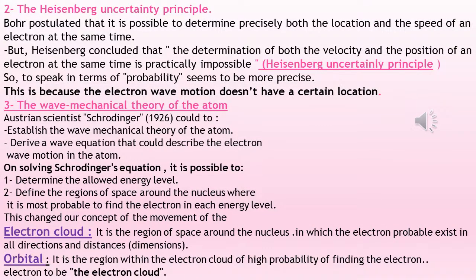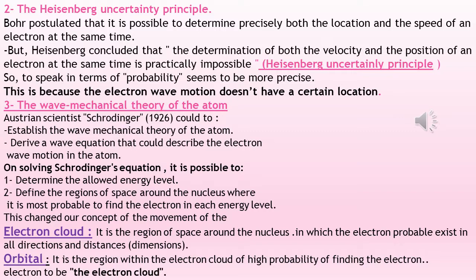The Heisenberg uncertainty principle. Bohr postulated that it's possible to determine the location and the speed of any electron at the same time, but Heisenberg concluded that determining both the velocity and the position of the electron at the same time is impossible, and we must speak in terms of probability because the electron's wave motion doesn't have a certain location.